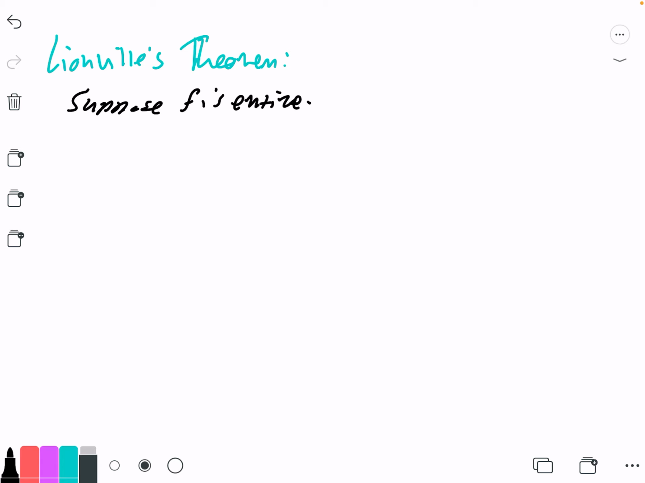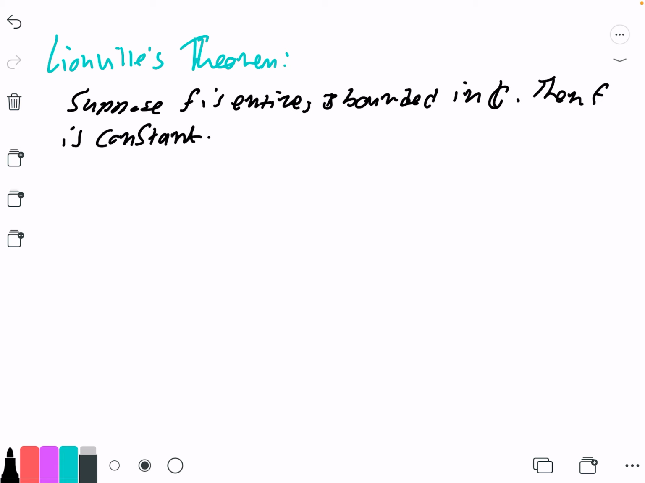So first we're going to talk about Liouville's theorem. So say f is an entire function. So suppose f is entire and is bounded in the complex plane, then f has to be a constant. And how do we prove this? Well, first, we're going to have to introduce what is known as Cauchy's inequality. And this is not the same thing as Cauchy-Schwarz. This is something else.